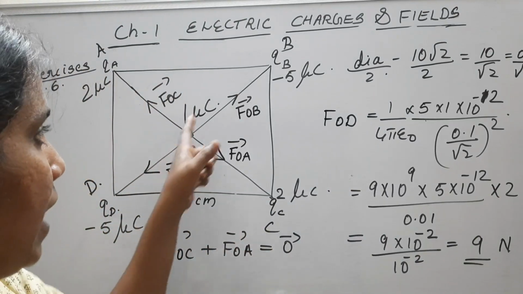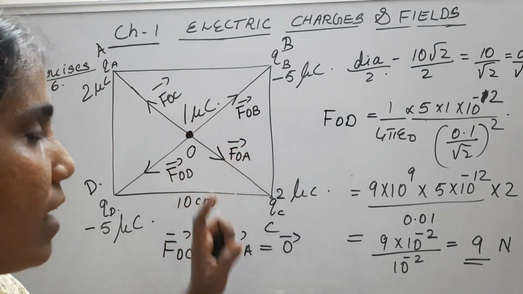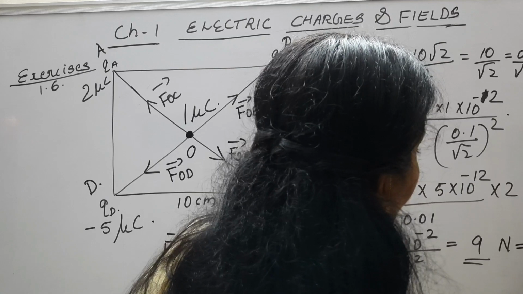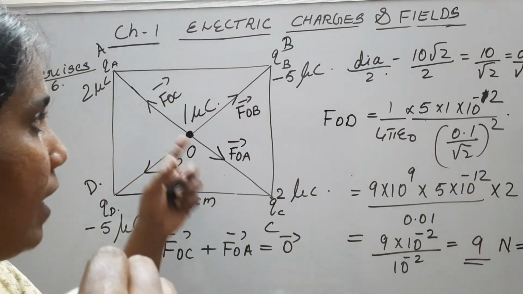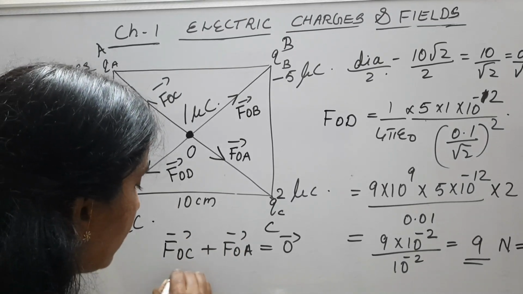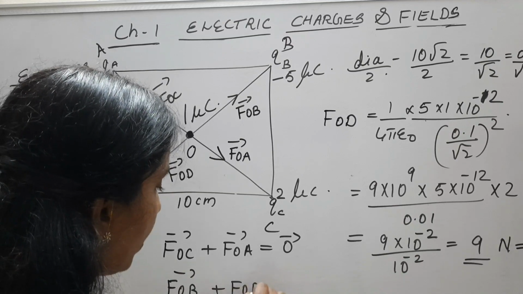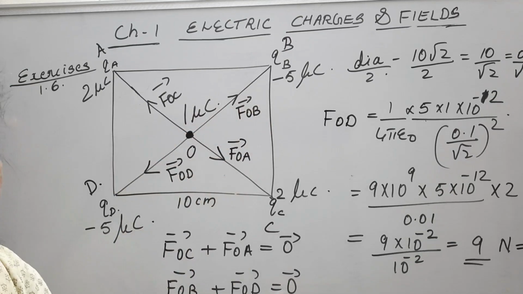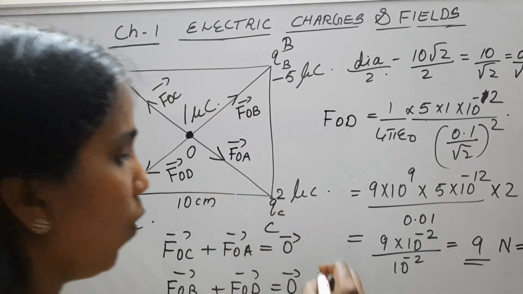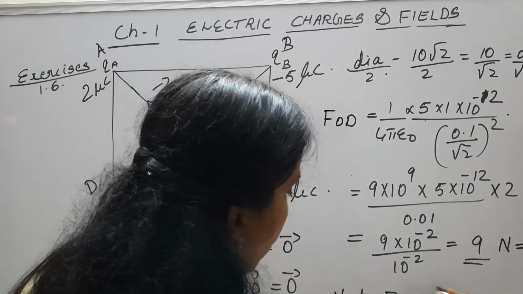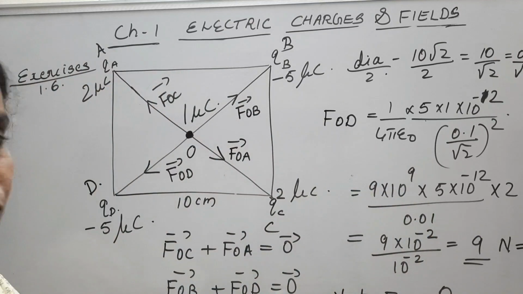Similarly, if we find FOB, same value you will get, because the charges are same and they are at same distance also. So FOD and FOB are of same magnitude and they are directed oppositely. So vector FOB plus vector FOD is equal to again 0 vector. The resultant of these two forces also equal to 0. So what is the net force? Net force acting on the charge at the center of the square is equal to 0. So that is the answer to that question.